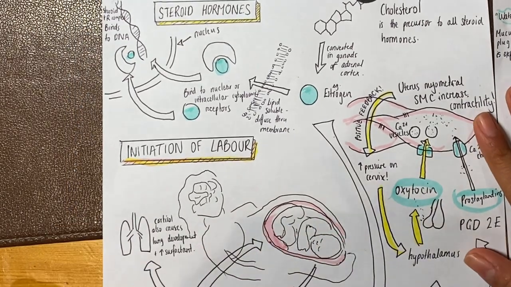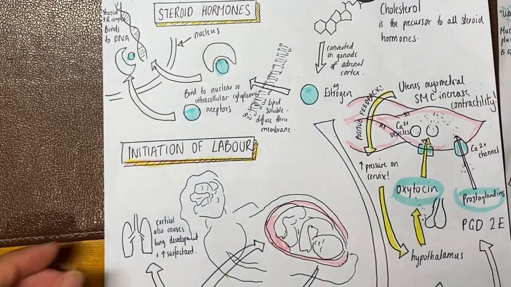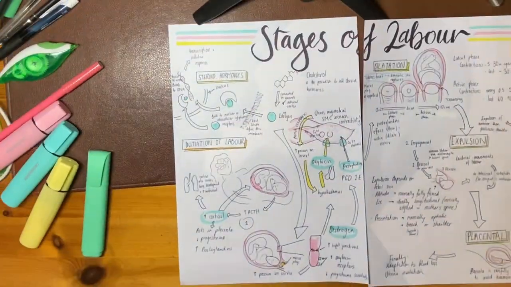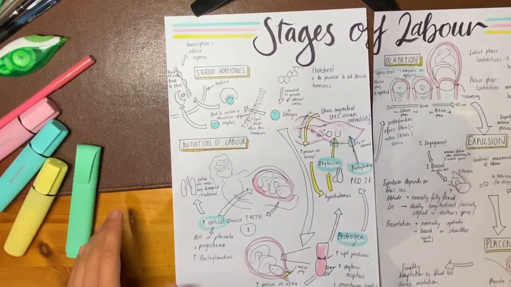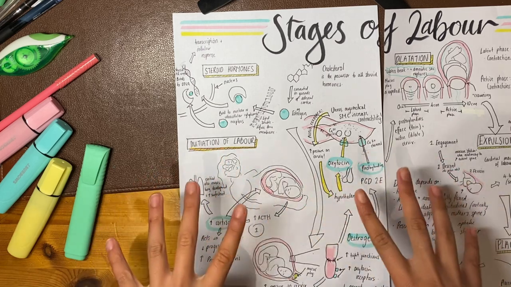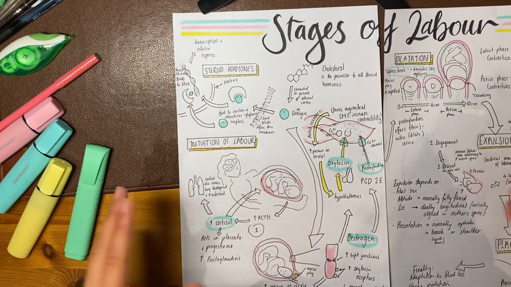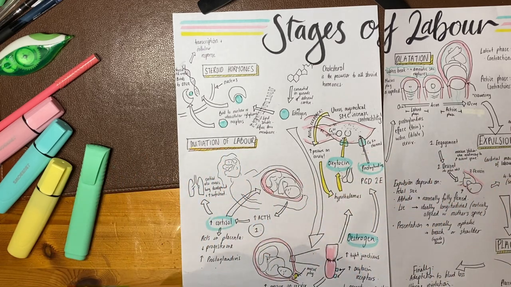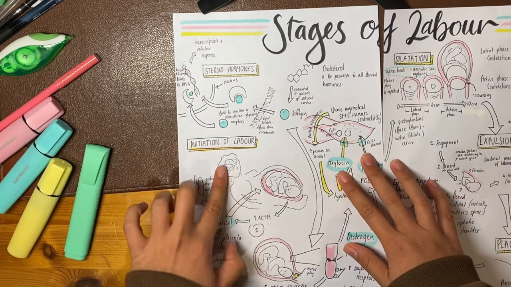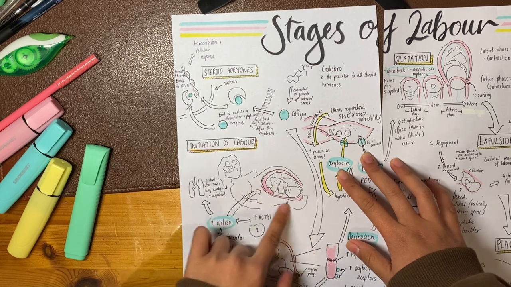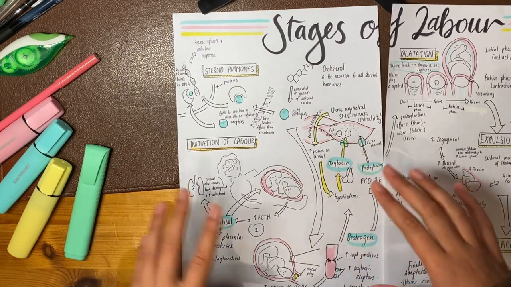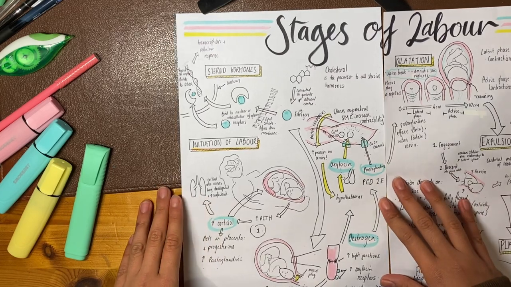Okay, so now moving on to the stages of labor. Let me just zoom out. Okay, so there we go. So starting in labor, there's a lot of things going on, but we have to remember that it all starts with a developing fetus. So you can see here I've drawn a mother and her developing fetus, and there are a few things that happen here.